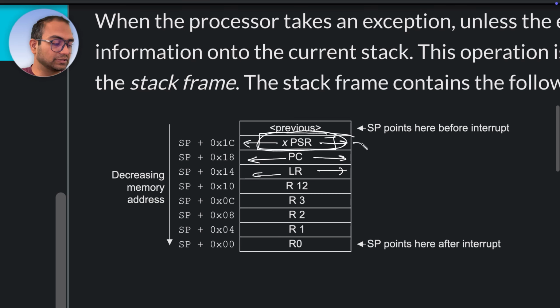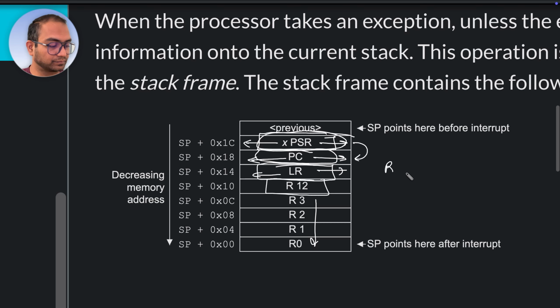The next register it saves is the program counter. Which instruction was I executing when this interrupt happened, or which instruction was I going to execute when this interrupt happened? So it will save that information here. Then it saves the link register, which is R13, I suppose. And then it saves R12 and it saves R3, R2, R1, and R0.